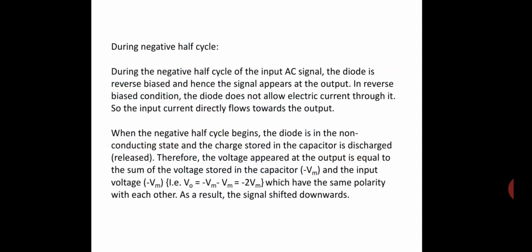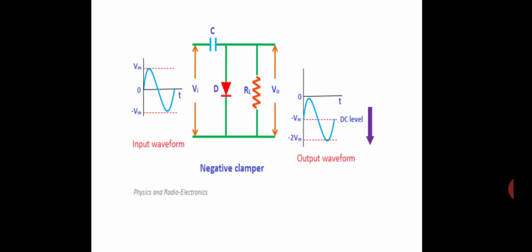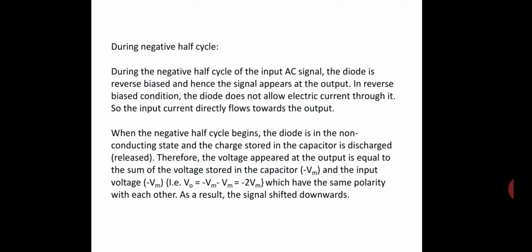Therefore, the voltage appearing at the output is equal to the sum of the voltage stored in the capacitor and the input voltage, which is minus 2Vm, both having the same polarity. As a result, the signal is shifted downwards. So in the negative cycle, the capacitor stored charge is minus Vm and the input is minus Vm, so in the negative direction the total output is minus twice Vm.